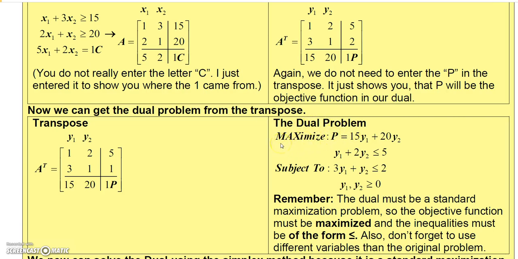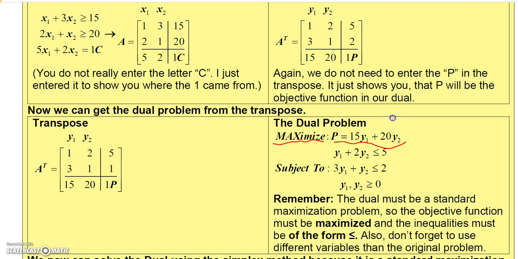And the dual problem, remember, is a maximization problem where your constraints are less than or equal to, and of course you have to use different variables. So to set up this dual problem, you just look up here and say, okay, we know it's got to be maximized since it's a dual problem, so we make sure it's maximized, and then we have 15y1 plus 20y2 equals p, so that gives us this objective function. And then these are my inequalities. y1 plus 2y2 is less than or equal to 5, and 3y1 plus y2 is less than or equal to 2, and then of course you put your non-negative constraints.